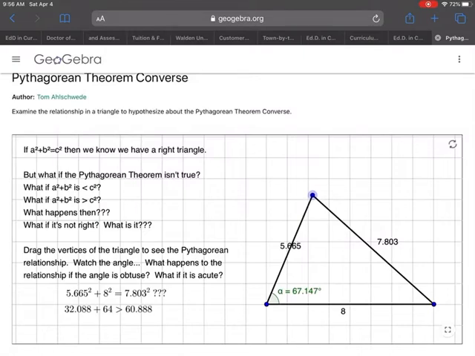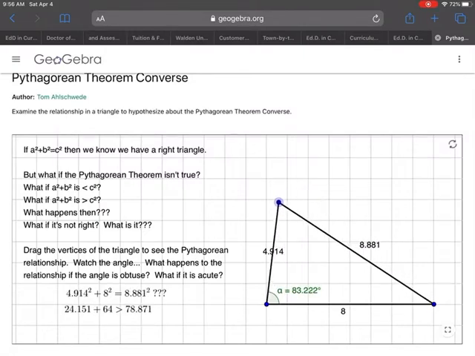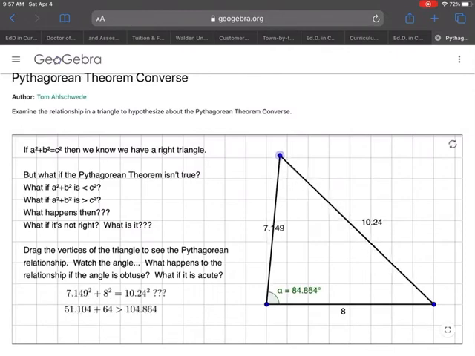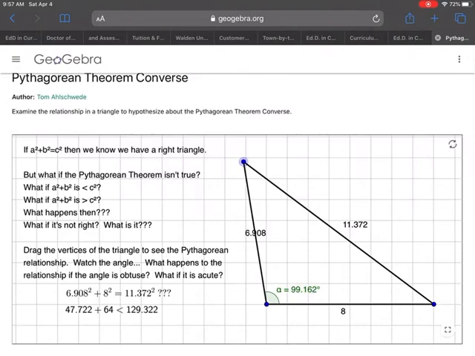Now what about if we make A squared plus B squared greater than C squared? It's an acute angle. Always keep side C as the longest side for this to happen. So side C has to be the longest side, and you will see that if A squared plus B squared is greater, like it is right now, then it's an acute angle, and if it's less than, it's an obtuse angle.